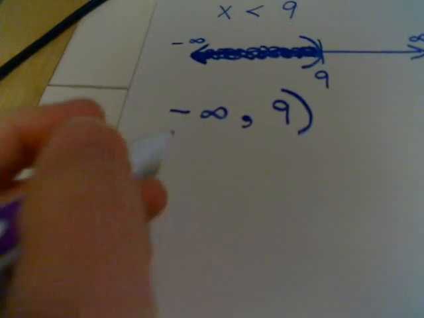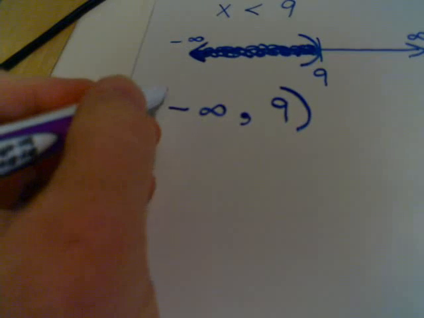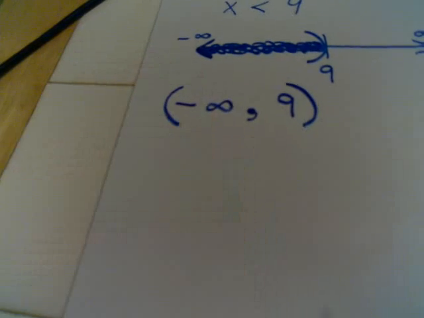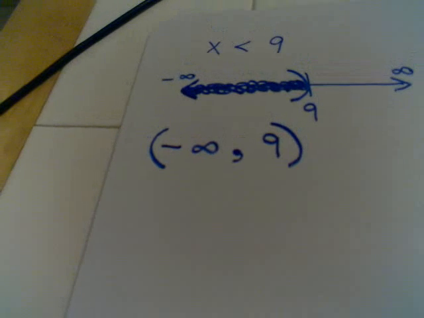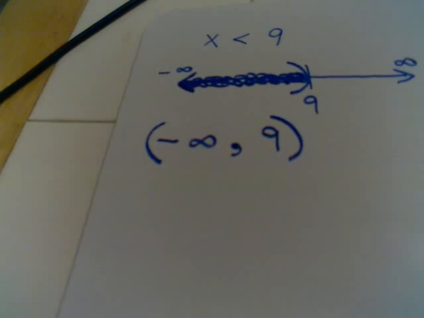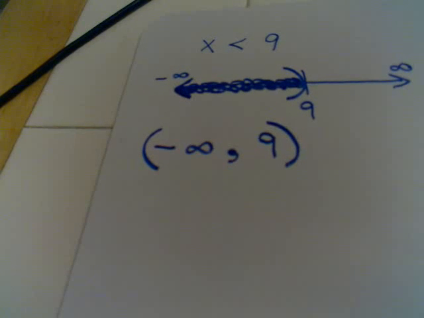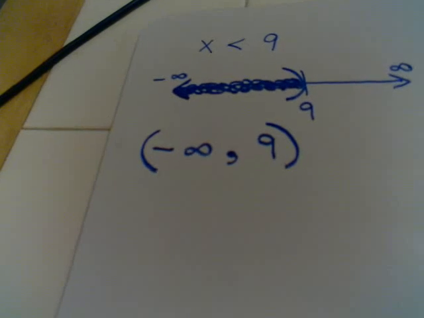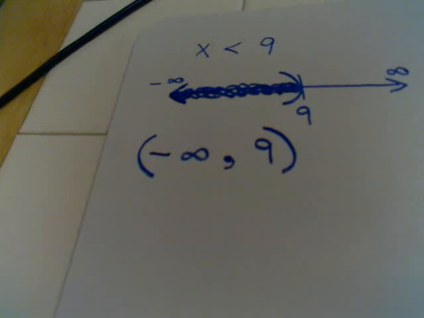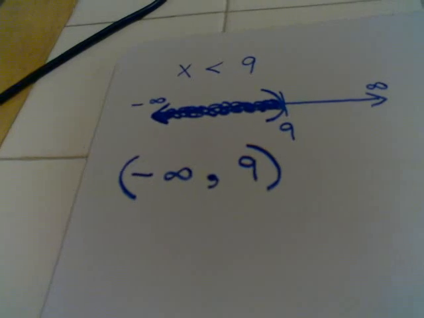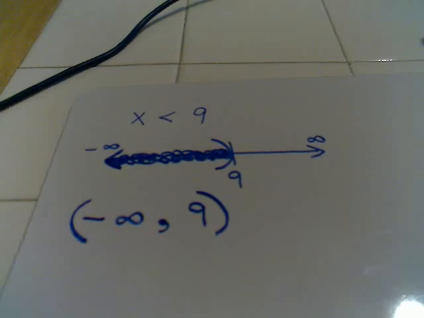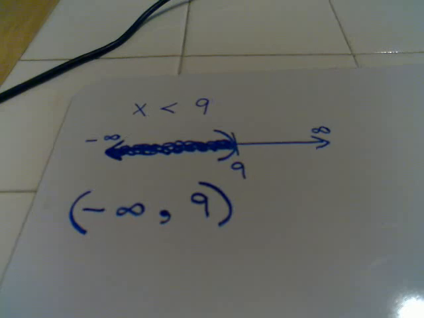9 is going to be given a paren because it's not included, and negative infinity is also going to be given a paren. Something that you need to remember: negative infinity and positive infinity are not real numbers. You never reach them, so you would never include them either. So anytime you use infinity or negative infinity in interval notation, you're always going to put a paren. Okay? Thank you.